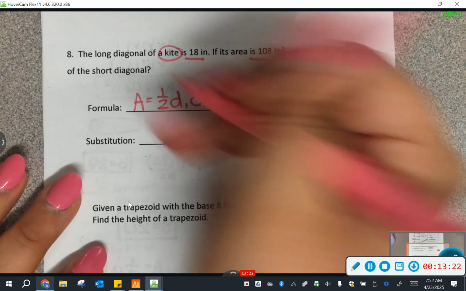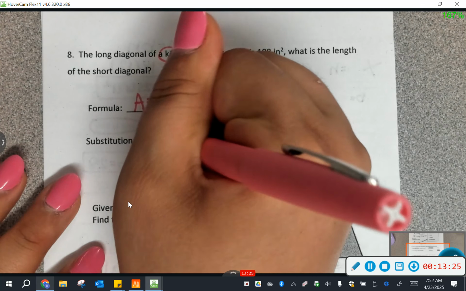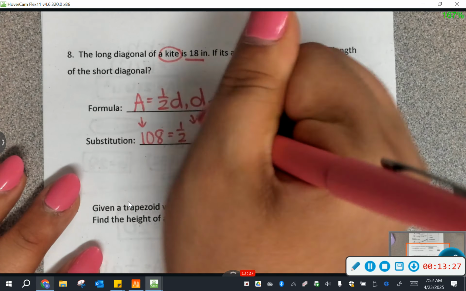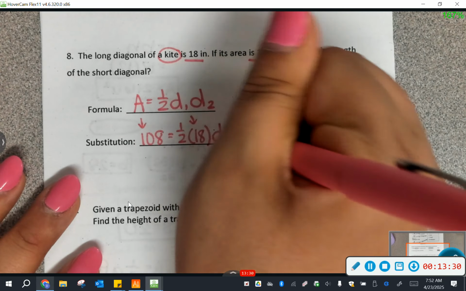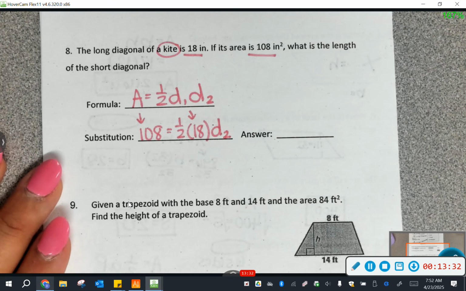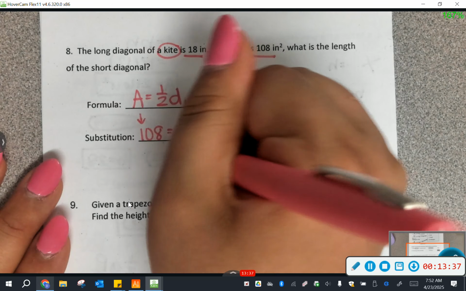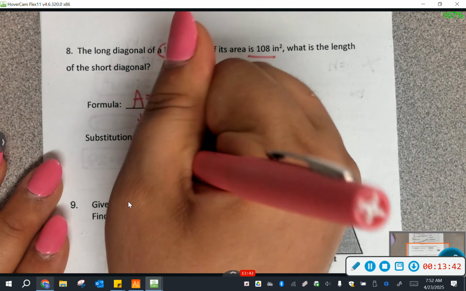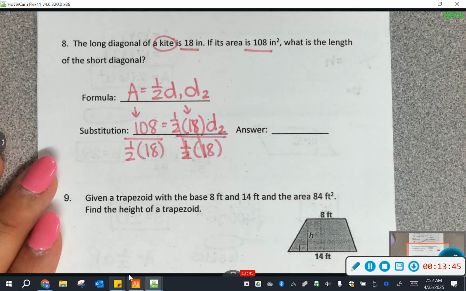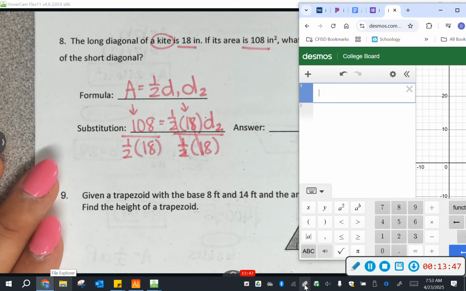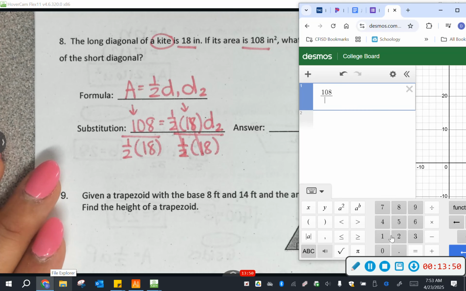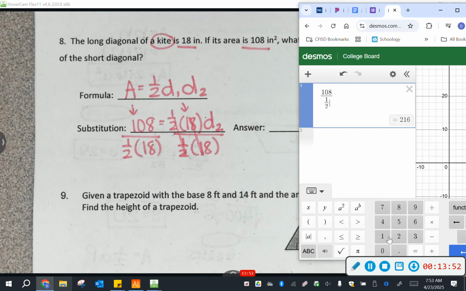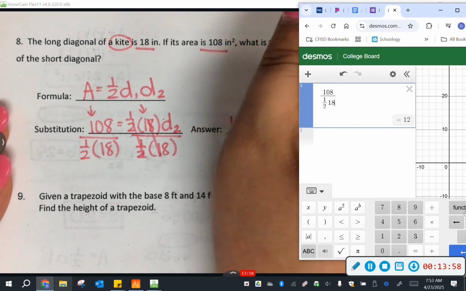The long diagonal of the kite is 18, and the area is 108. What's the formula for a kite? Again, you would just have to look up at the board. If you can't see the board tomorrow, I can bring you individual formula sheets. You just let me know which one you prefer. Then I substitute in what I know. The area is 108. One of the diagonals is 18, but I do not know the other. What do I do to find the other diagonal? Divide. You can divide by 1/2 and 18, or what's half of 18? 9. So 108 divided by 1/2 of 18 is 12 inches.